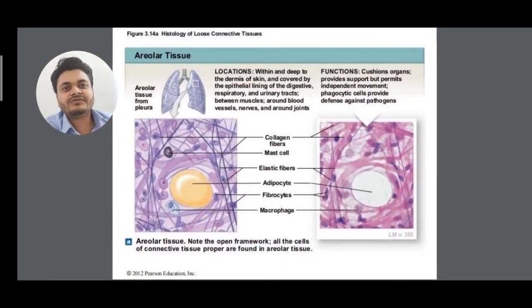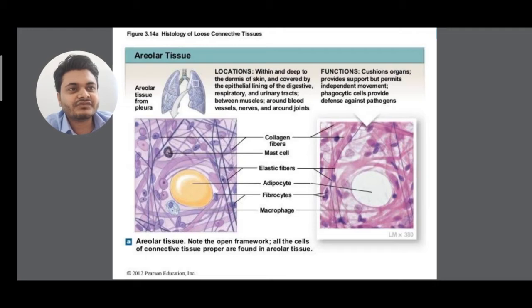Here we have to study the functions and locations of all. Clear? First we'll come to the areolar tissue. See where it is found. Areolar tissue is found within and deep to the dermis of the skin, and covered by the epithelial lining of the digestive, respiratory, and urinary tract, between muscles, around blood vessels, nerves, and around joints. These are the areas where areolar tissue is found.